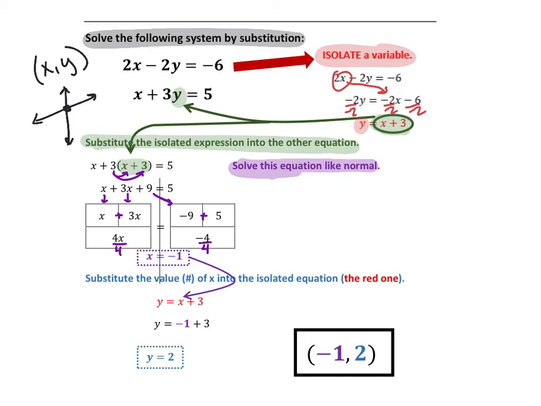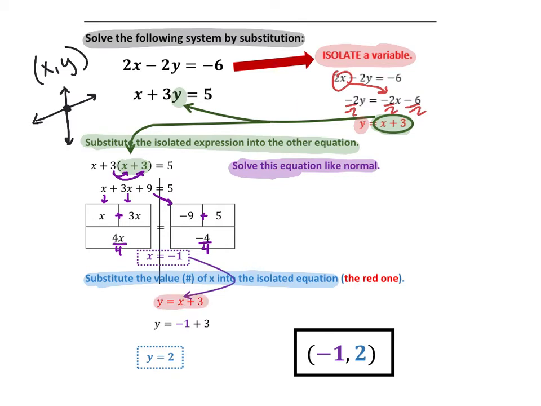When we were solving straight up equations, we were done, but remember, this is a system, so we don't just need one part of the solution, we're going to need both parts of the solution. So once I've done the purple step of solving an equation like normal, we're going to substitute that value back into the isolated equation, or the red equation that's on your screen. If you see, the red equation from the top is y equals x plus 3.